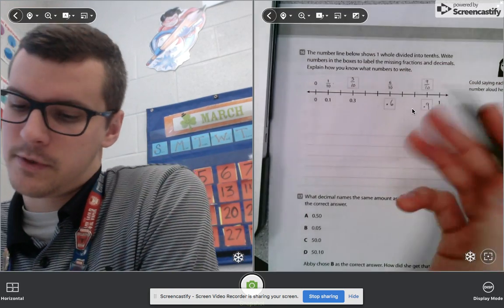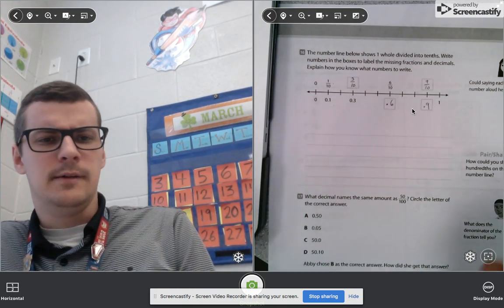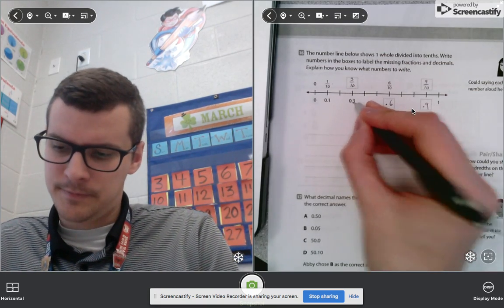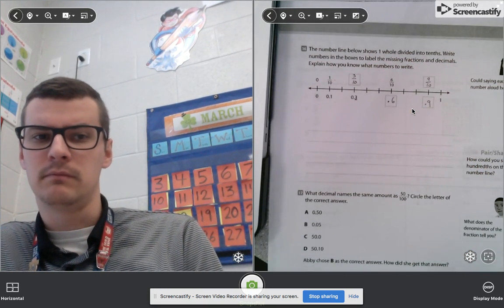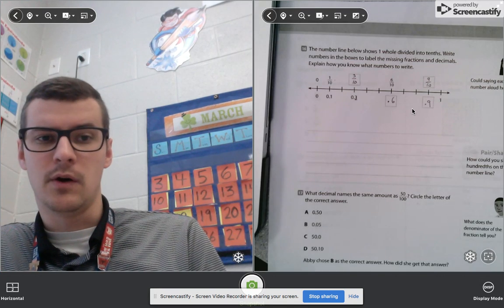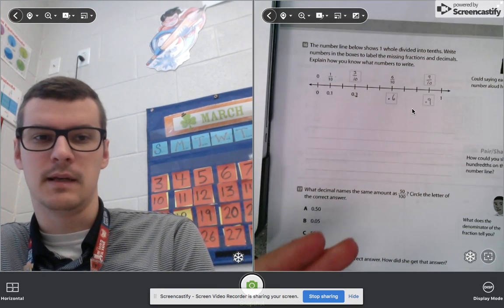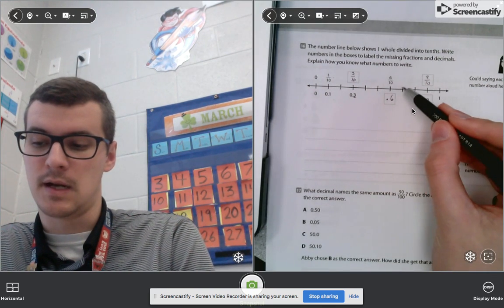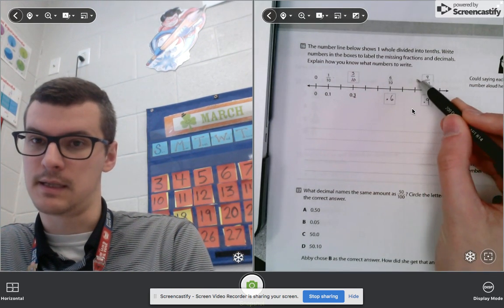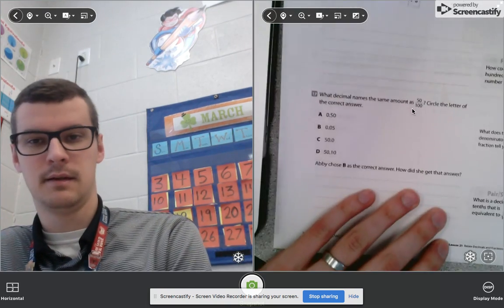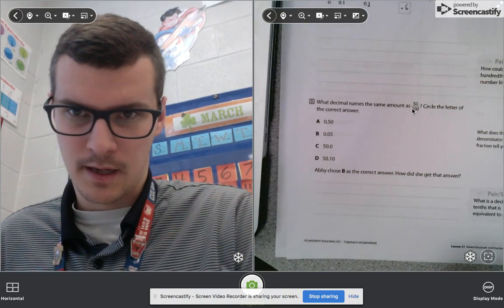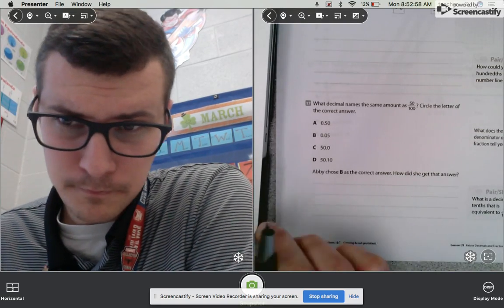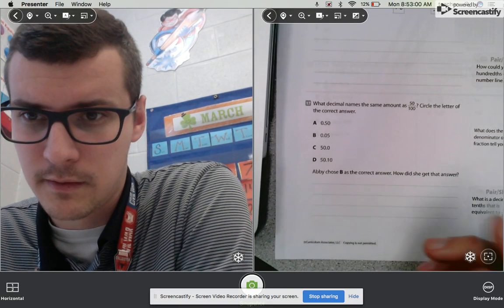Explain how you know what numbers to write. Well, let's just talk about this. So I knew exactly what numbers to write because I knew that this 3 was in the tenths place, so that would have transitioned over to 3 over 10. This is 6 over 10, therefore it would just be decimal point 6. And then on this one, we use the number line to count up from 6 tenths, 7 tenths, 8 tenths, 9 tenths. Okay. 17. What decimal names the same amount as 50 over 100, or 50 hundredths.